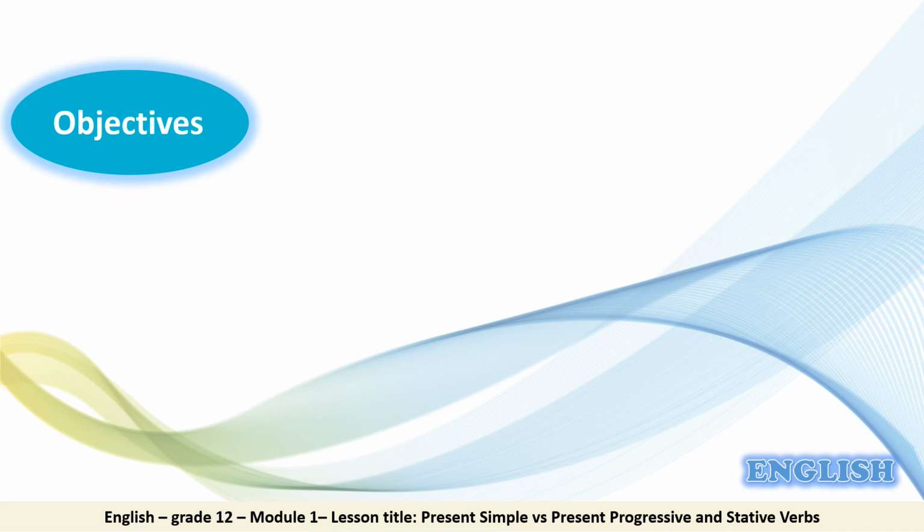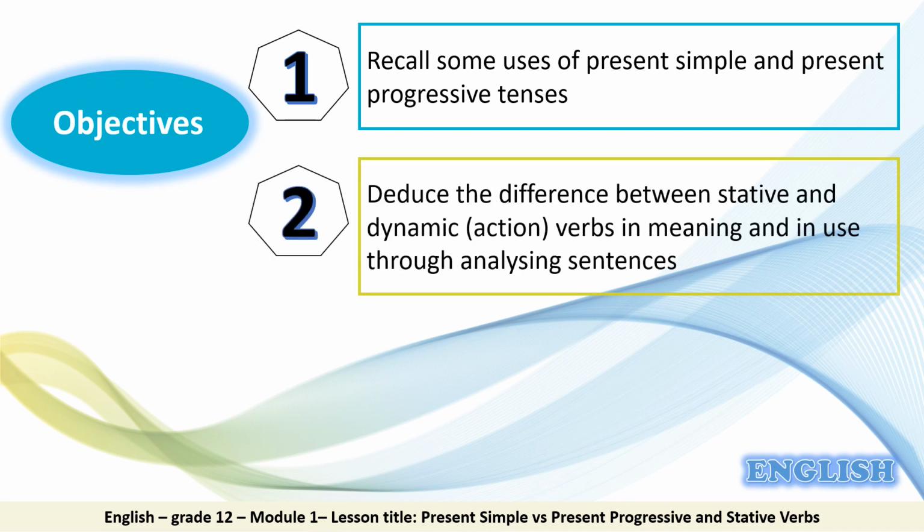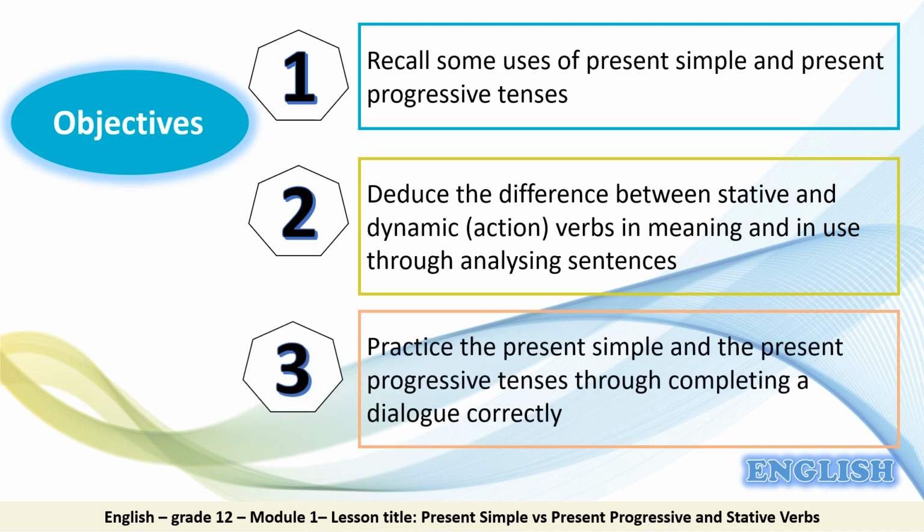In our lesson, we'll be targeting three main objectives. The first one is to recall some uses of present simple and present progressive tenses. The second one is to deduce the difference between stative and dynamic or action verbs in meaning and in use through analyzing sentences. The third and last is to practice the present simple and the present progressive tenses through completing a dialogue correctly. Are you ready? Let's begin.